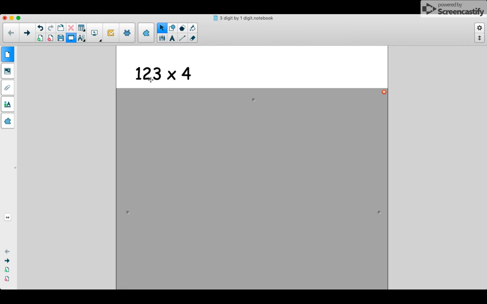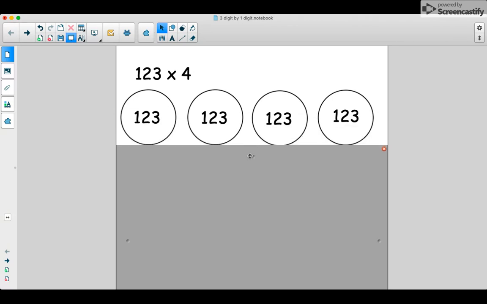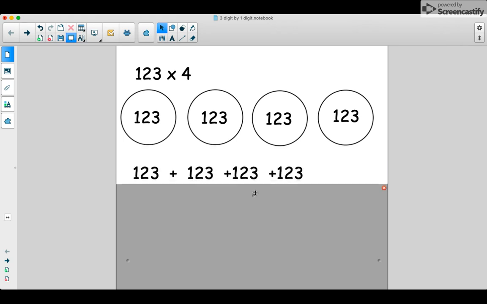When multiplying a 3-digit by 1-digit, it's important to always keep in mind what multiplication means. So we know that when we're multiplying, we're creating 4 groups of 123. We could represent that as having 4 circles showing that there's 123 in each circle. That also shows us that we're really taking 123 4 times, which means we're adding 123 over and over and over again. We're looking for a total. Our number is going to get larger each time.